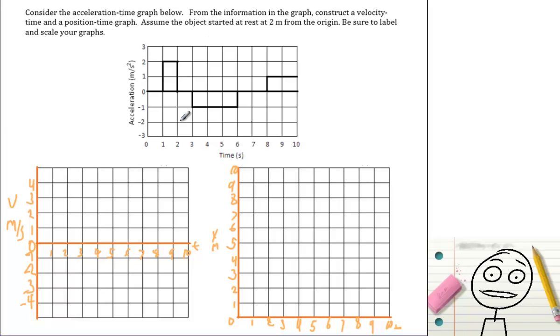Okay. I've taken the liberty to go ahead and label and scale my axes already. Here's my velocity time graph. It goes from -4 to 4. Here's my position time graph. It goes from 0 up to 10. Okay, so let's just go ahead and get started.